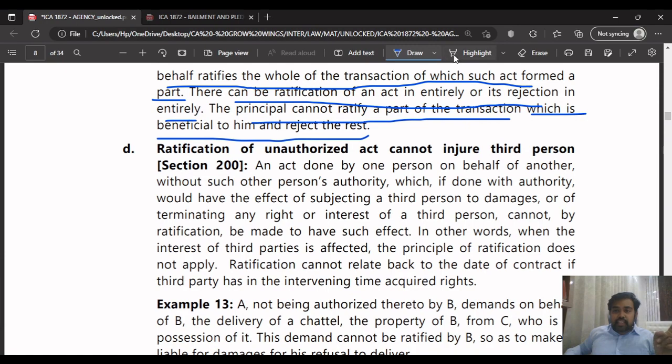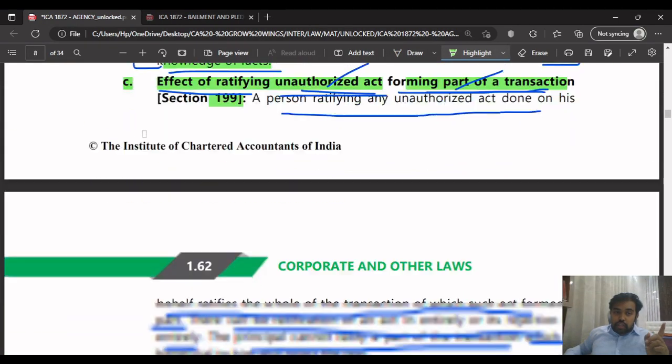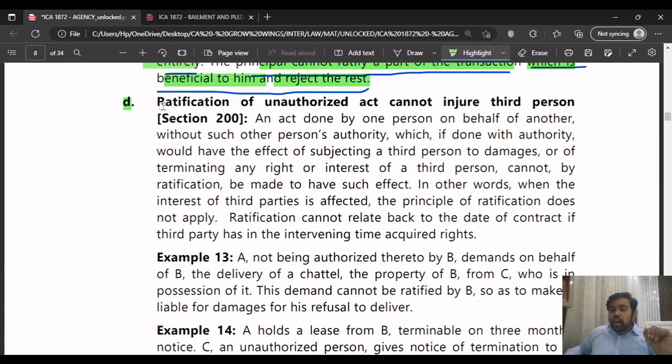Coming to the next essential, these two might be confusing, C and D. So read them properly, understand them properly. Here, ratification of an unauthorized act cannot injure a third person. Section 200.